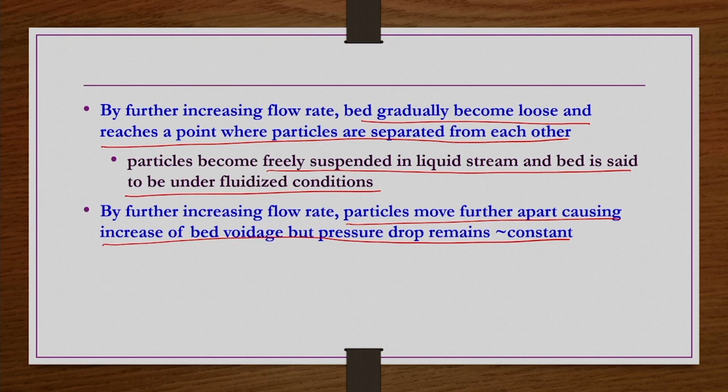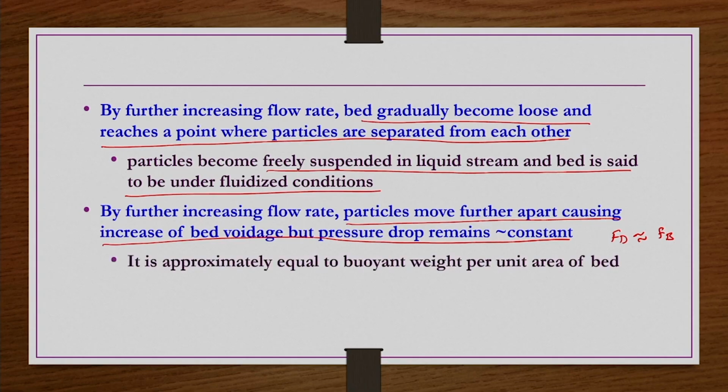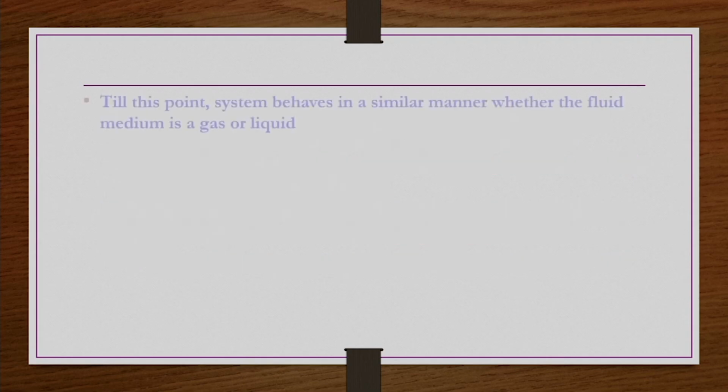But after fluidization starts occurring, if you gradually increase the flow rate, what happens? The voidage increases, but the pressure drop remains constant, because from that point onwards the drag force is balanced by the buoyant weight of the particles, right. So, from that point onwards, obviously the pressure drop is going to remain constant, and it is approximately equal to the buoyant weight per unit area of the bed.